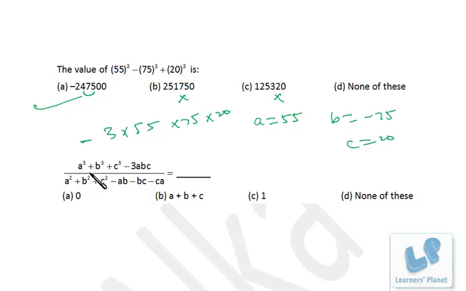Okay. Similarly, a cube plus b cube plus c cube minus 3abc. By this, as we have just discussed in the previous question, that will be just a plus b plus c. Okay. So I'm sure you'll be getting a grip on this identity, that is a cube plus b cube plus c cube minus 3abc is equal to a plus b plus c into this expression.